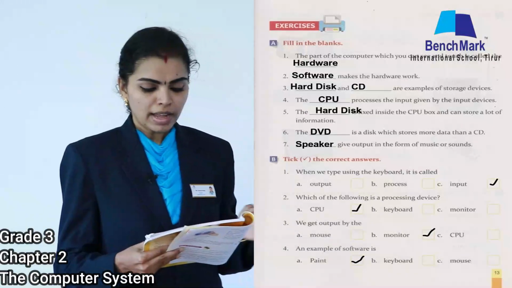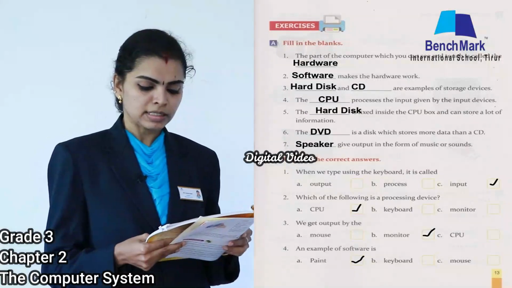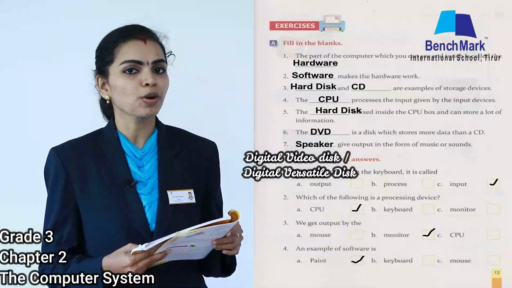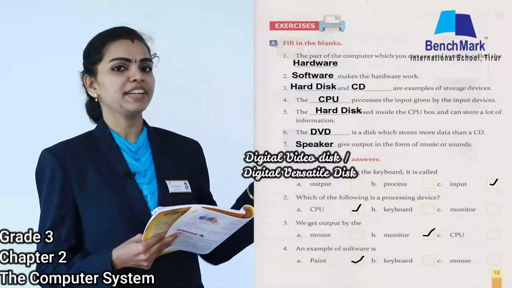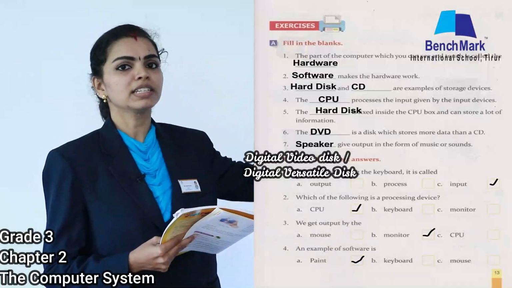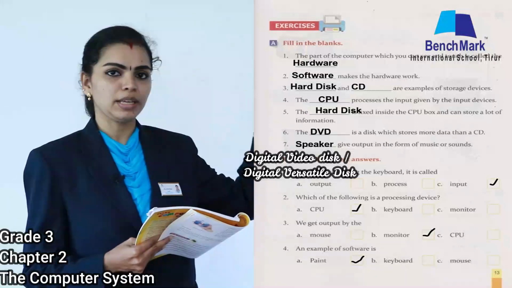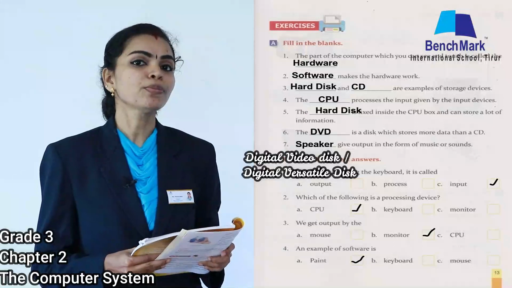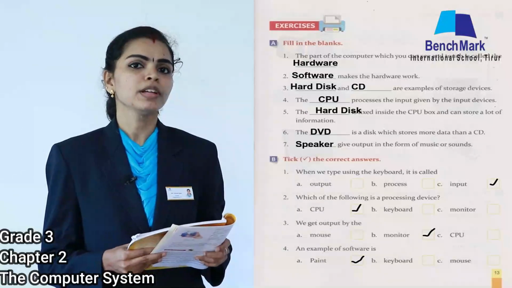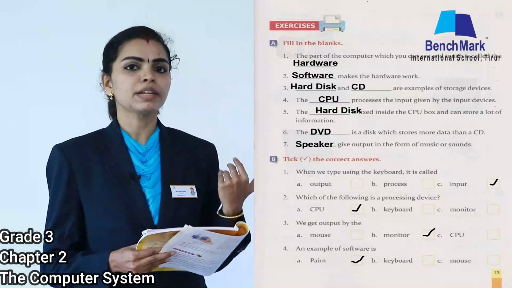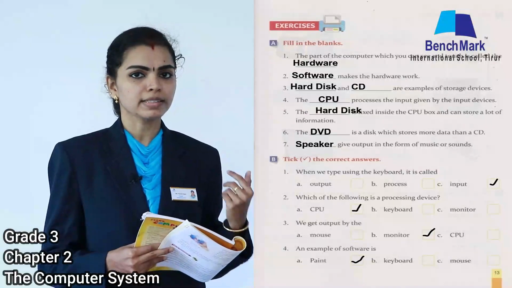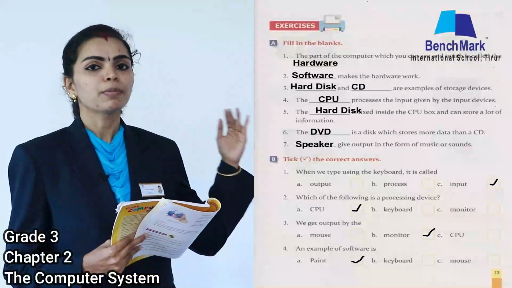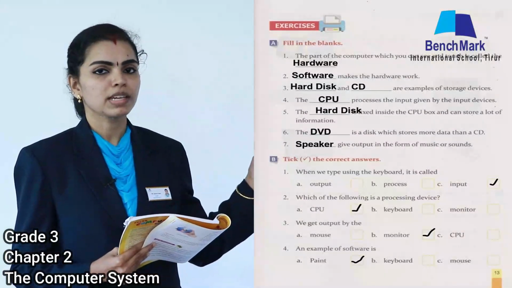So this is the spelling of hard disk. Okay. And the sixth one is the dash disk which stores more than a CD. So which can store more than a CD is DVD. So this is the spelling of DVD, that is digital versatile disk, DVD. Okay. The dash gives output in the form of music or sound. So if you have received the output in the form of music and sound, can be done with the help of speaker. Speaker will provide the output in the form of music and sound.